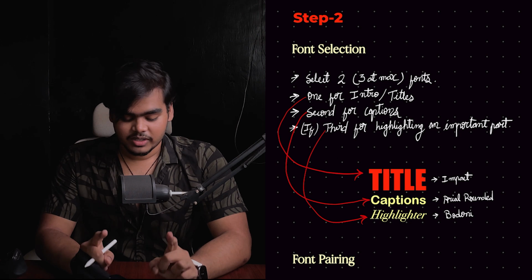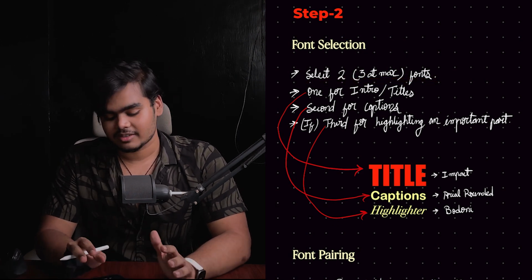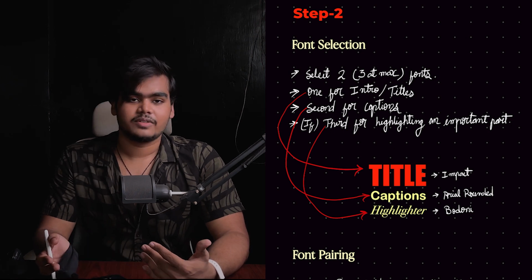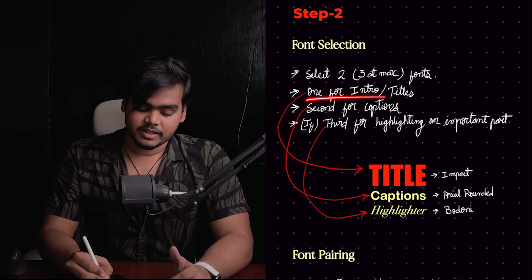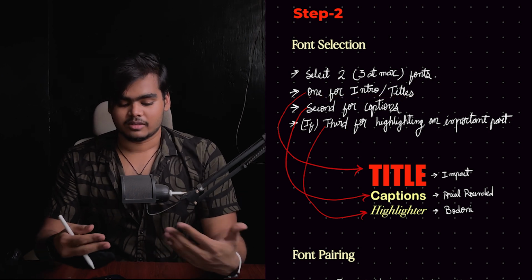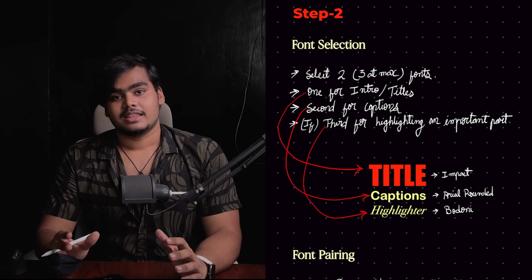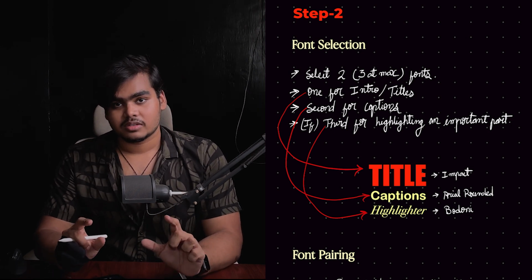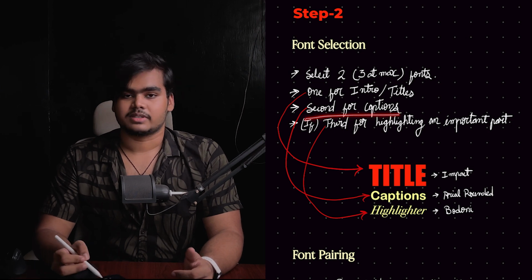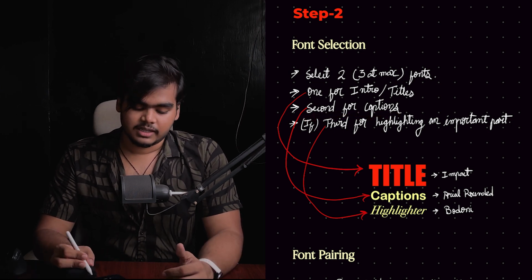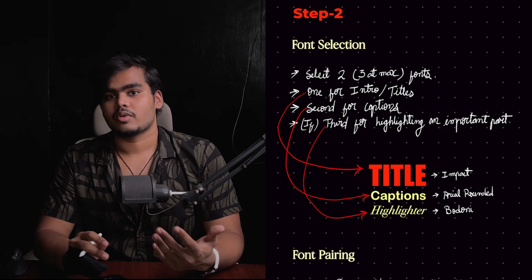So basically, you need to select 2 fonts or 3 fonts at max. Don't go beyond 3. If you go beyond 3, your video will look bad, believe me, because I've done that. So one for the intro or the title. If I'm starting my video with a hook like, do not post your video on these times, then the words will be in this font, the intro titles. And the second font is for captions, which is obviously basic. And then if you are using a third, use it for highlights or for an important part of your video.